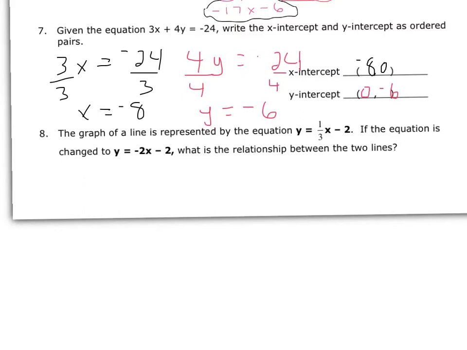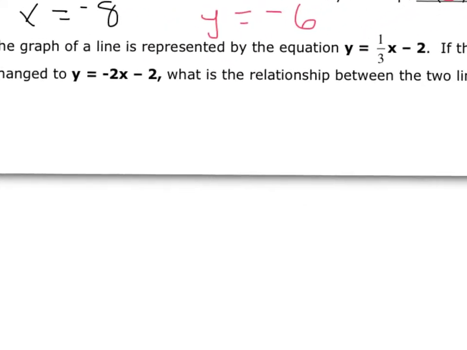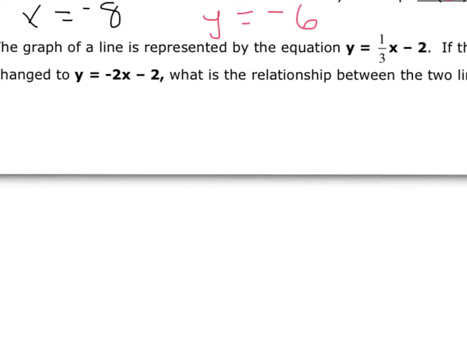Okay, number 8. The graph of a line is represented by the equation y equals 1/3 x minus 2. If the equation is changed to y equals negative 2x minus 2, what is the relationship between the two lines? Okay, so we're just basically looking at what's the difference between the lines. How did it change from line 1 to line 2? All right, so the first one was y equals 1/3 x minus 2. And the second one was y equals negative 2x minus 2.